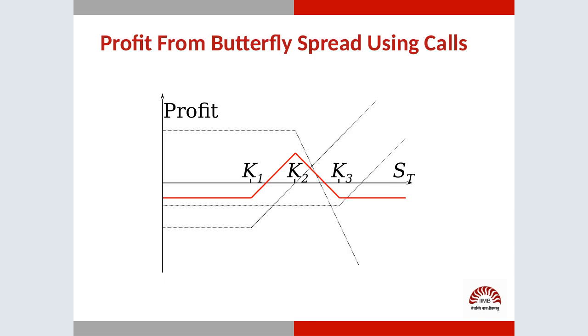But on the other hand, you made a profit of K2 minus K1. And given that K2 minus K1 is equal to K3 minus K2, your profit becomes 0. And again, therefore, it's the premium that you stand to lose. And that is how the red line shows up the way it does.